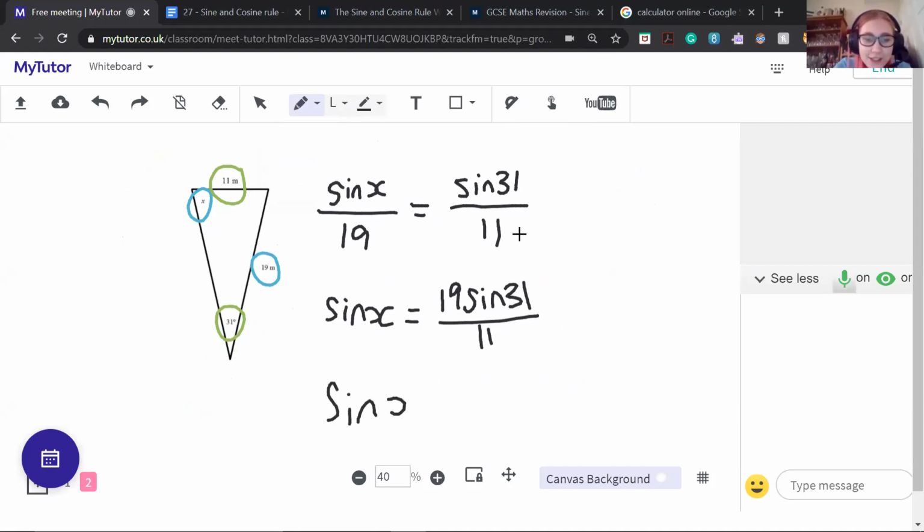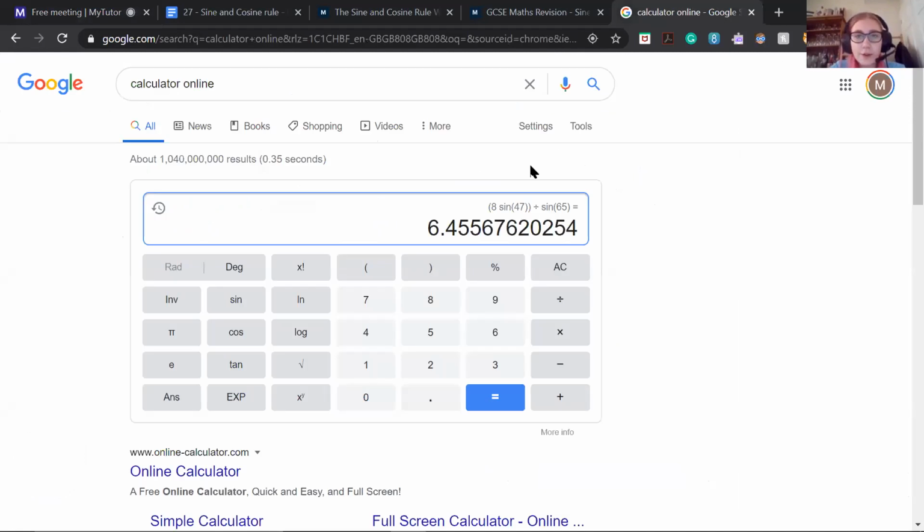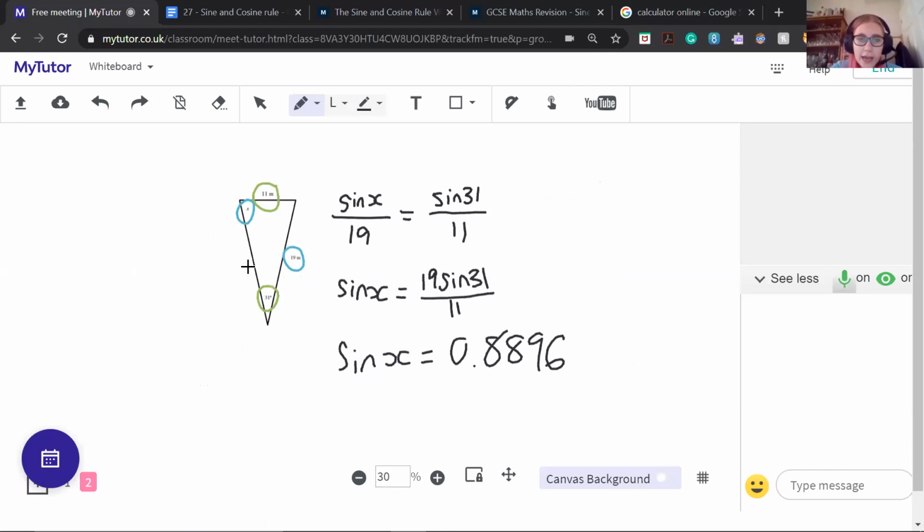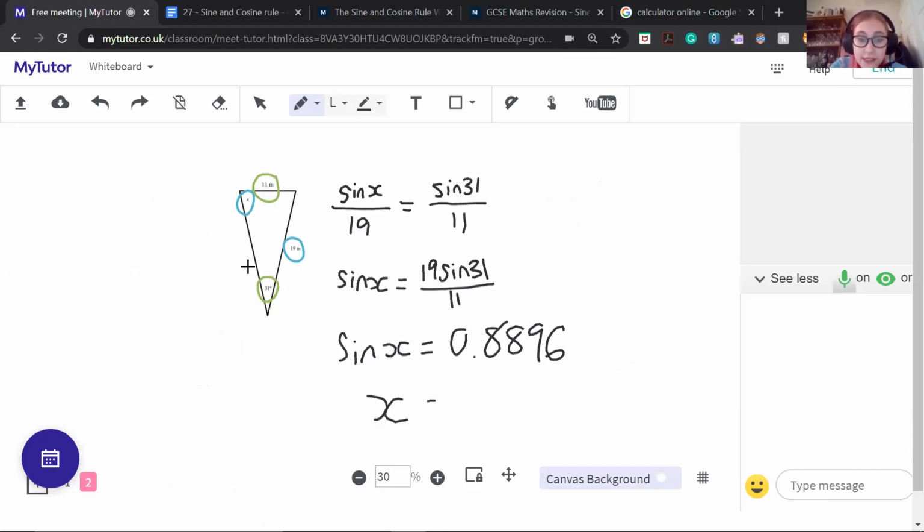So we'll work out this. So sine x equals 19 sine 31 divided by 11. 0.8896. So let's keep it to a lot of decimal places. So that's what sine of x is. And then to work out x, we have to inverse sine it. So let me know if that doesn't make sense. This basically just does the reverse of what sine does.